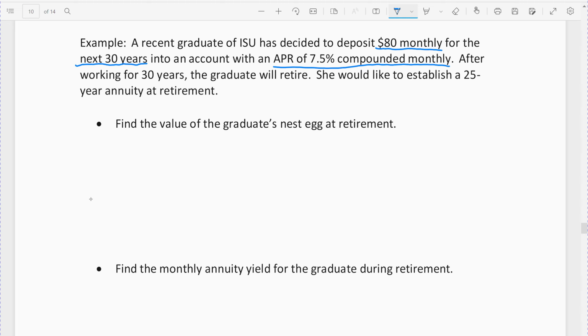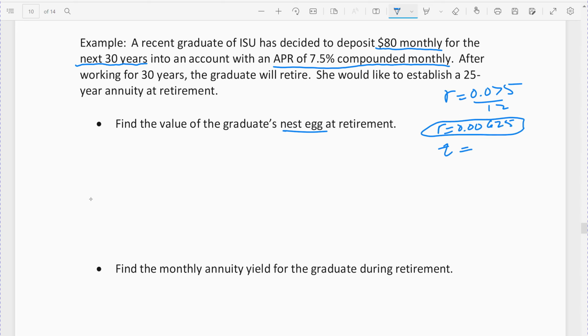My individual retirement plan is that I plan to deposit $80 every month for the next 30 years. They're guaranteeing me a return of 7.5% compounded monthly. All right, find the value of the nest egg at retirement. So our interest rate is 0.075 divided by 12, which actually that one does come out to a decimal. So if you wanted to, you can write it out, but exactly 0.0625. Do not round. It's exactly 0.0625.